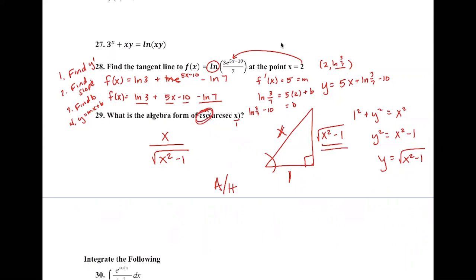Then I go to my outside function, which is secant. And secant goes with our sine, which is opposite over hypotenuse. Well, secant then would be hypotenuse over the opposite. So it's x over the square root of x squared minus 1.